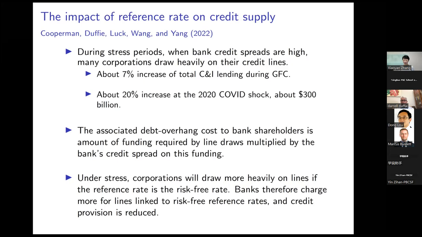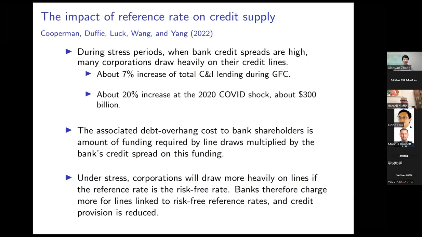And guess what? In March of 2020, the bank credit spreads went way up. I'll show you a picture in a minute. Well, so that's bad news. That means that banks may have to get a lot of new funding just when it's very expensive for them. And I'm going to show you in a minute why that means that having a credit-sensitive reference rate is very valuable to banks.